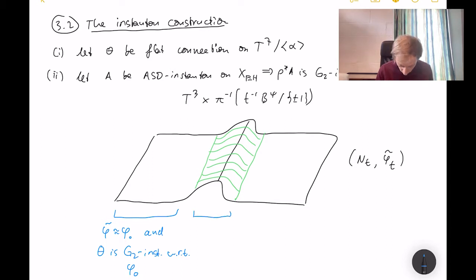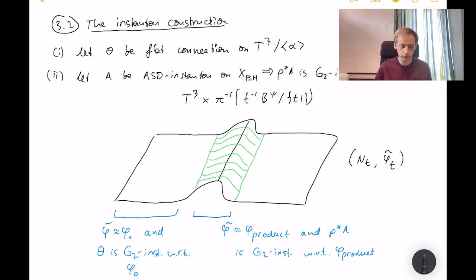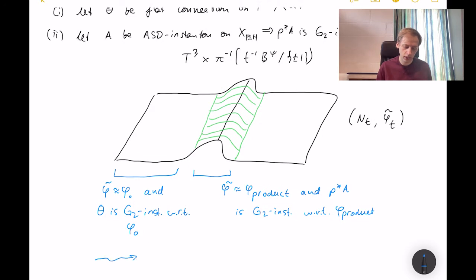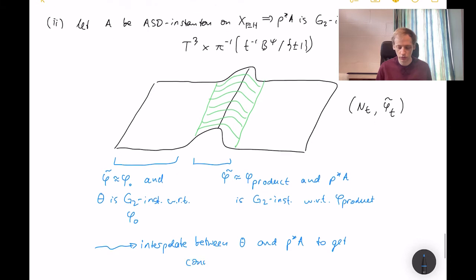And now on the green set, what do we have? Well, there we have that phi twiddle is approximately equal to phi product, and P star A is a G2 instanton with respect to phi product. So what we can do is we can interpolate between theta and P star A to get a connection, say AT, on our manifold NT.